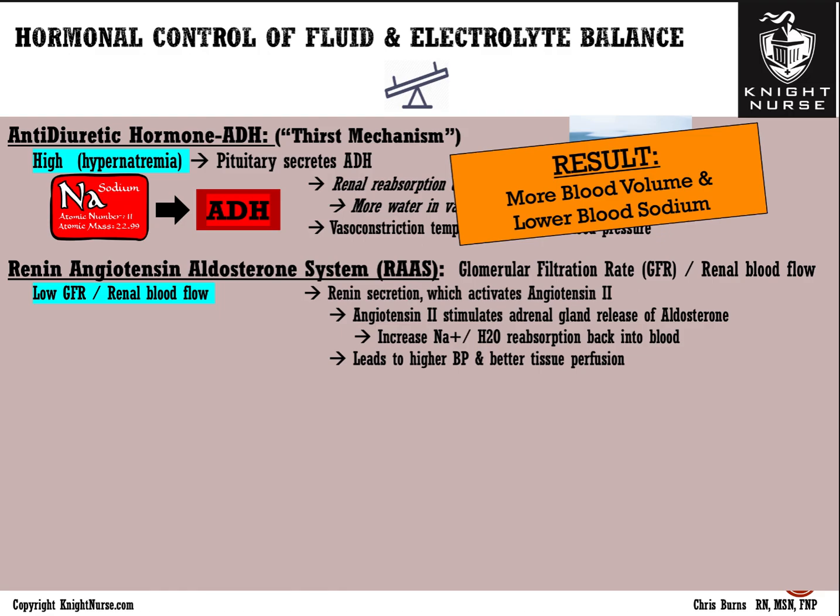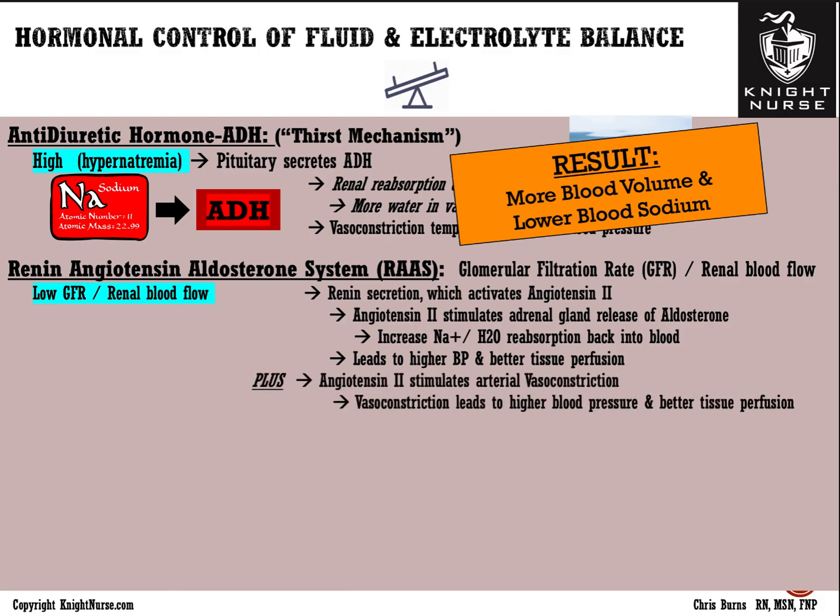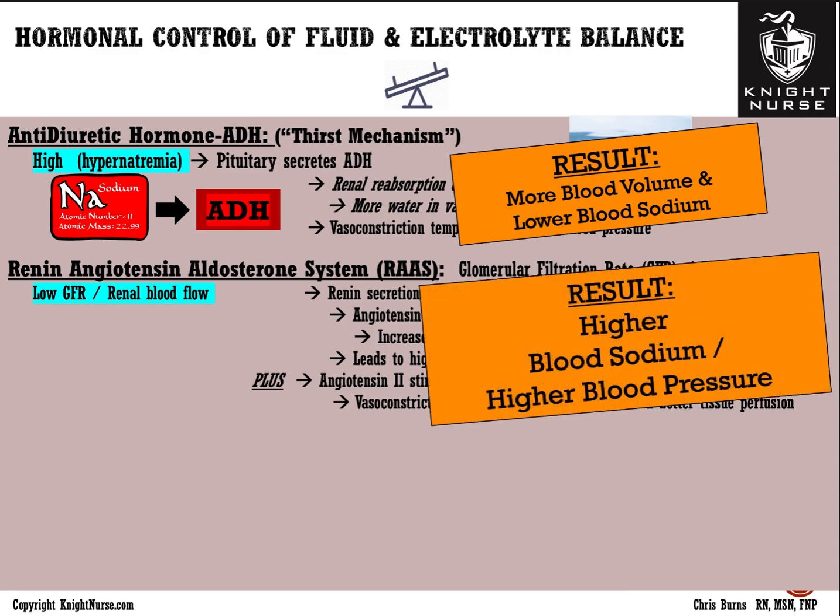It also leads to higher blood pressure and better tissue perfusion. Now, angiotensin has a twofer because angiotensin stimulates arterial vasoconstriction, makes the pipe squeeze tighter, and that increases blood pressure to increase blood flow. So the result is higher blood sodium and more blood volume and a higher blood pressure.